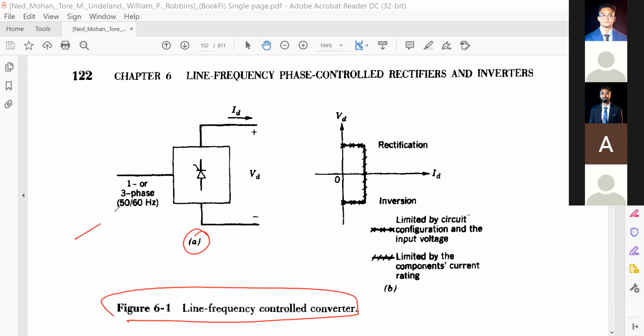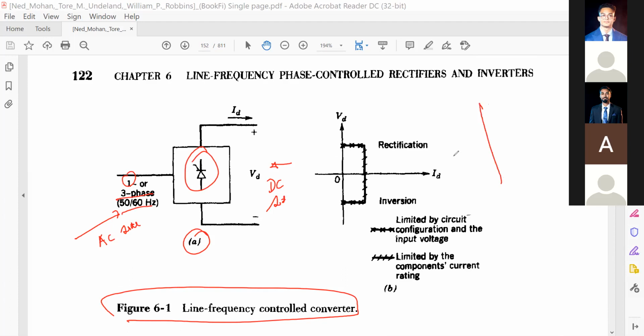So this is figure 6.1a. Look here, this is your AC side. This could be single phase or three phase, 50 or 60 hertz. And this one will be the DC side. And this is the symbol of the thyristor rectifier or controlled rectifier.